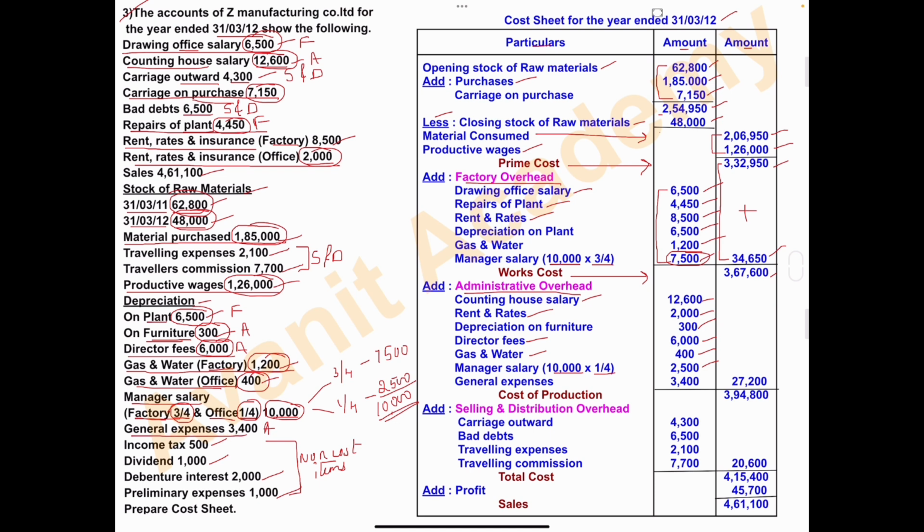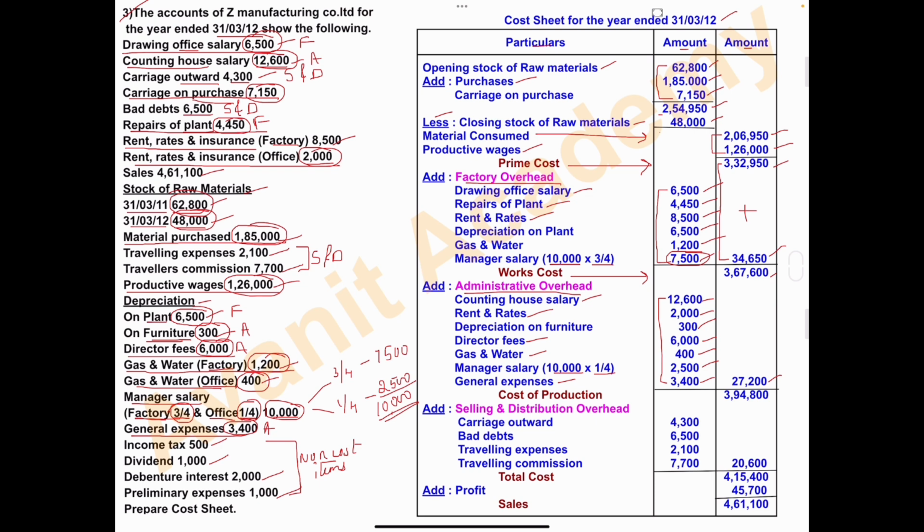Next, general expenses. So right here, general expenses and the amount is 3,400. So all the administrative items are over. Now add all these expense amounts: 12,600, 2,300, 6,400, 2,500 and 3,400. Add these amounts and you will get the total 27,200. So 27,200 is the total administrative overhead amount.